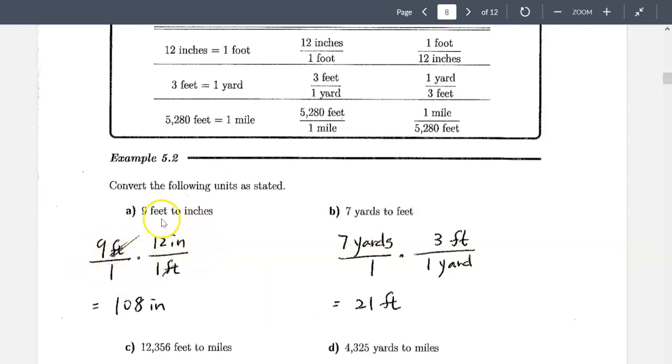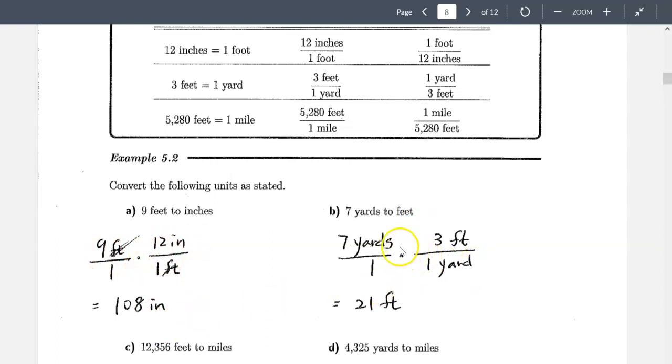Then we look at the relationship between feet and inches: 12 inches equal 1 foot. From previous chapters, if we have a foot here that we want to get rid of, we need a foot on the bottom. That's why we put 12 inches on top and 1 foot on the bottom, not the other way around. This way the feet cancel out, and the only thing left is inches, which is what we want. So 9 times 12 is 108 inches.